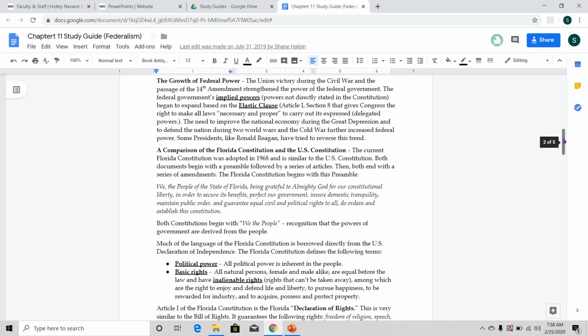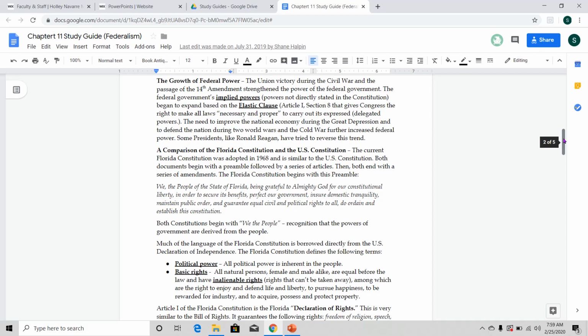For instance, in the Constitution, it didn't necessarily say anything about having a draft. However, in order for the president to accomplish his tasks with your military, if the military was not as populated as needed in times of war, they could implement the draft. So that was an implied power that allowed the federal government to accomplish their powers.